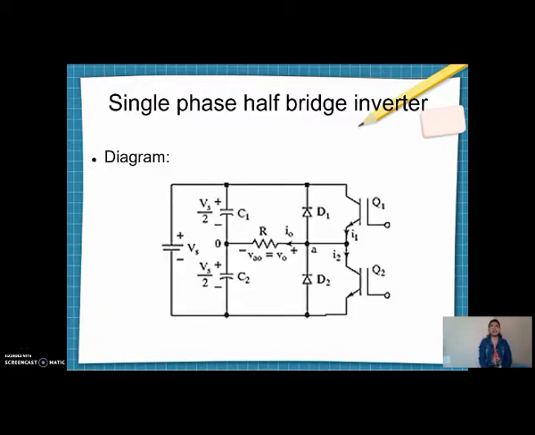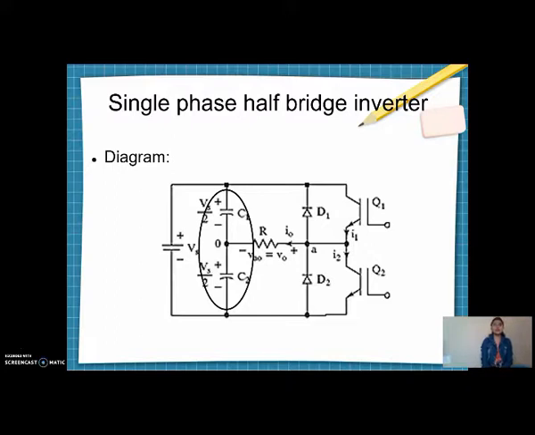This is the circuit diagram of the inverter. This is an IGBT which will be used as a switch. It is preferred to use IGBT or power MOSFET as these support higher switching frequency. This output can also be achieved by using thyristor. This is the network that divides Vs in equal voltages, that is Vs by 2.